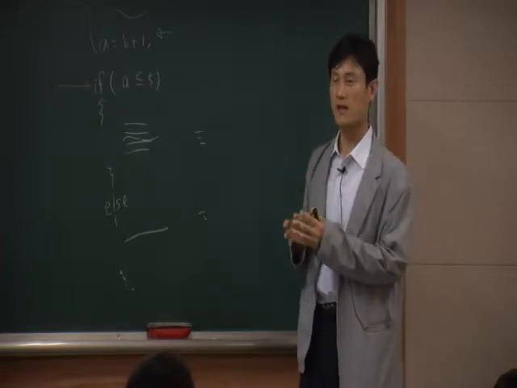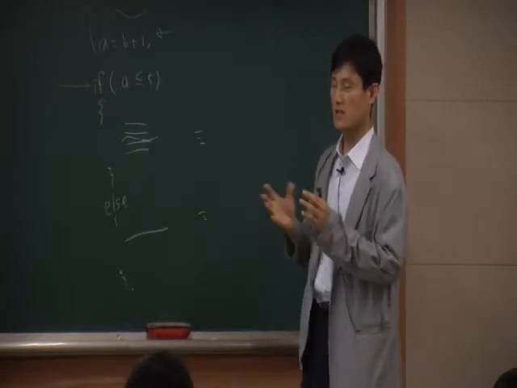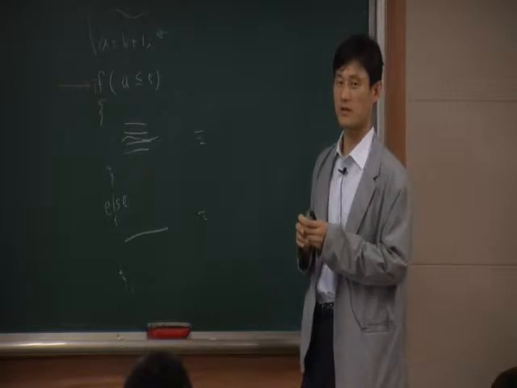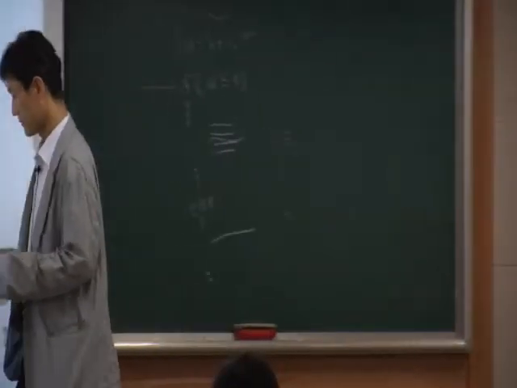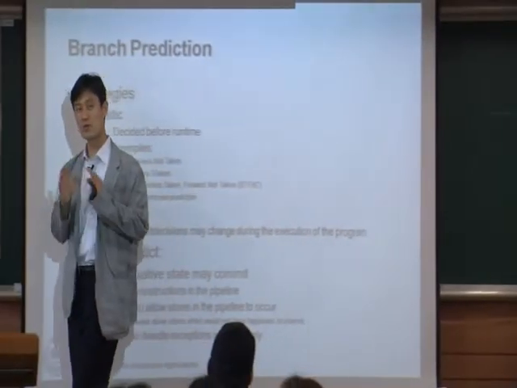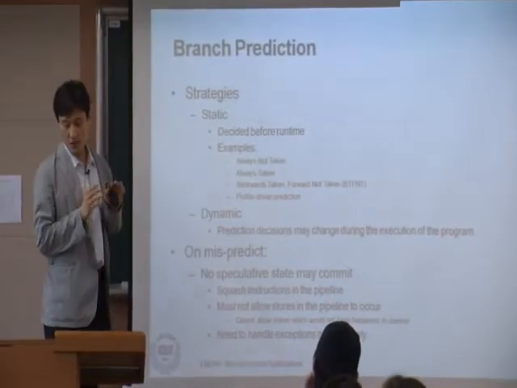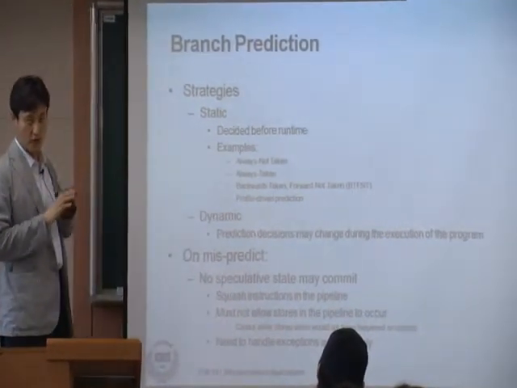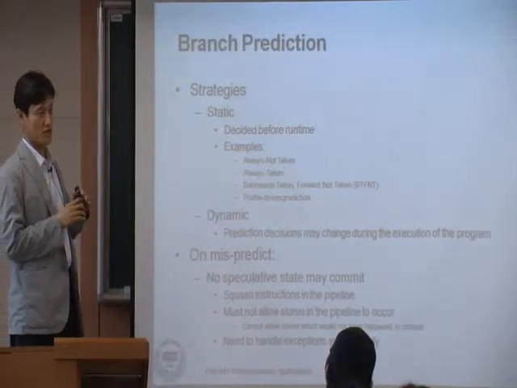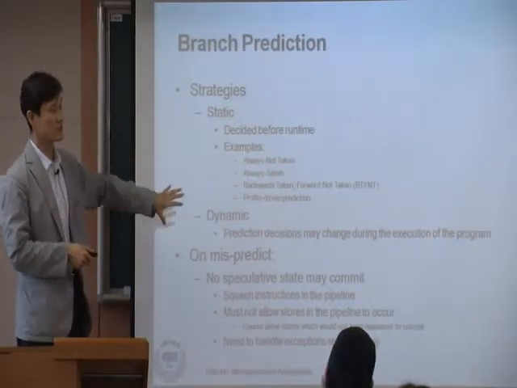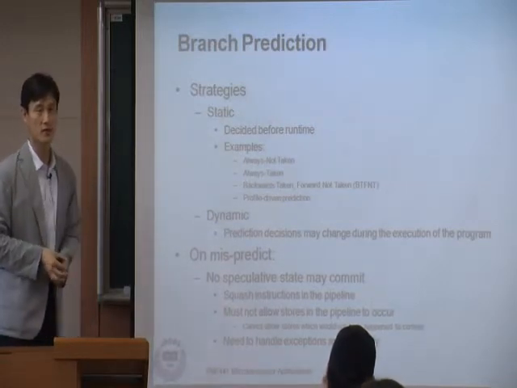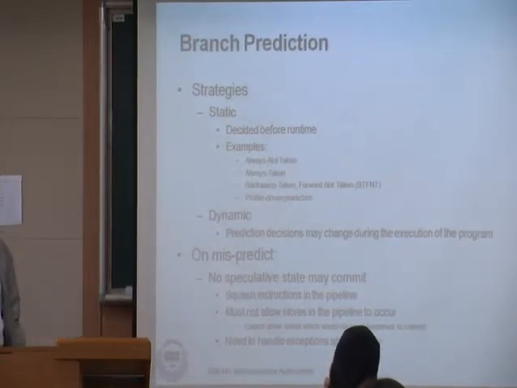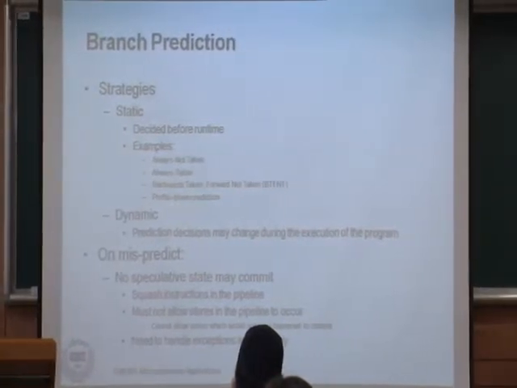So there will be a performance hit, meaning you have a performance loss, because your prediction was wrong. But if your prediction was right, then there's no performance loss, because the right instruction is already in the pipeline, so you can just keep going with no performance loss. That's the nice thing about branch prediction.